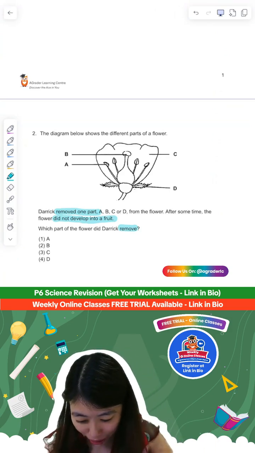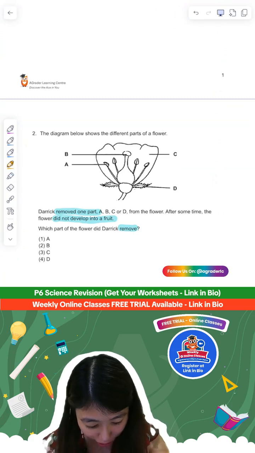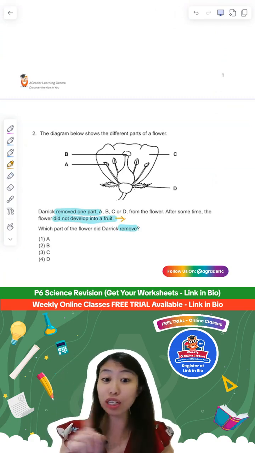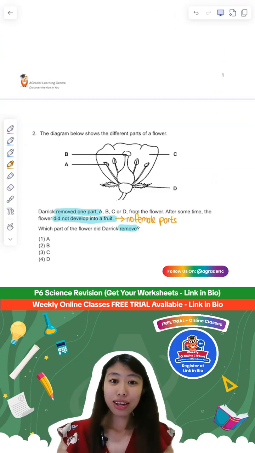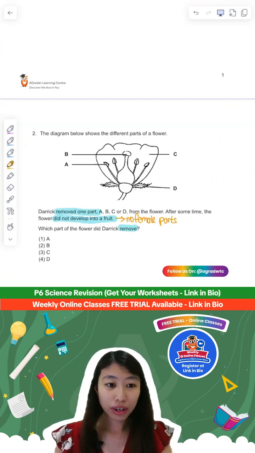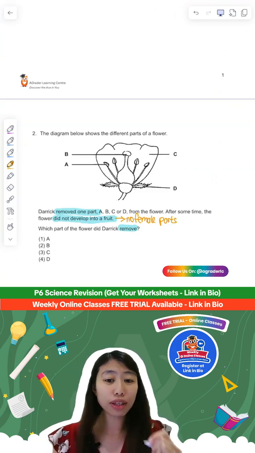Okay, so for this, let's write this one down. Did not develop into a fruit. If it did not develop, it means that there are no more female parts. So take note, always identify your parts.